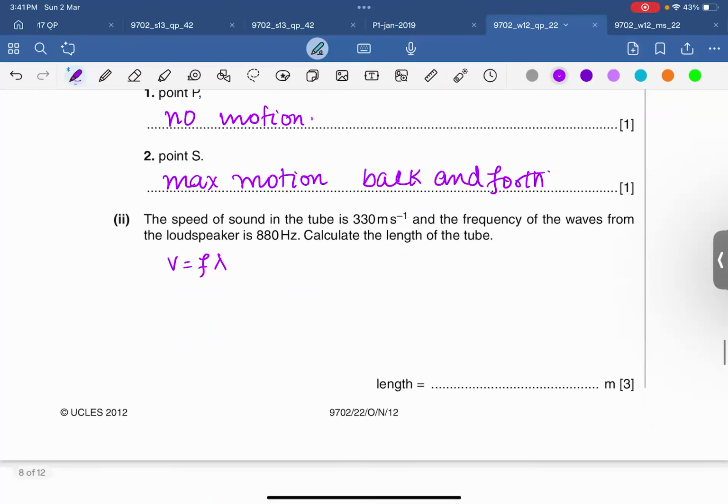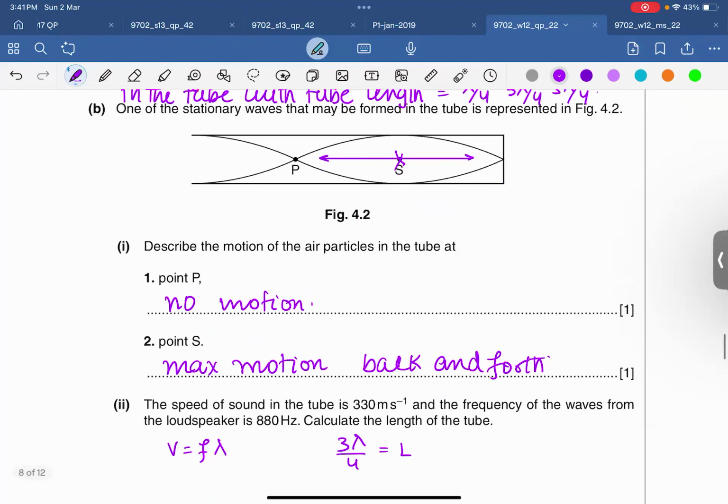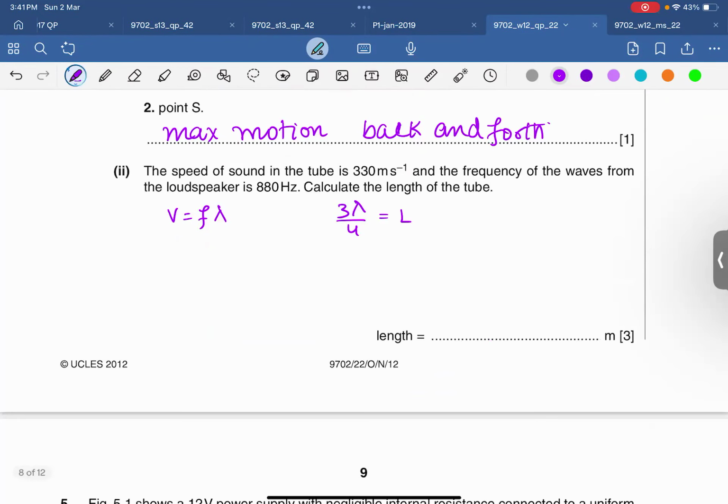Perfect. So basically, v equals f lambda, and lambda is the wavelength. Over here in the length we have 3/4 of the wavelength fitted. Now we can find lambda, plug it in, and find the answer. So 330 divided by 880 equals lambda, and then 3 times whatever answer you are getting, put it right here and divide that by 4. How much is it?